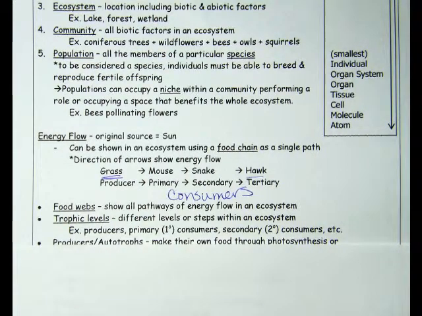On land, though, we usually stop at about the third or the fourth consumer. That is usually where land food chains will stop. Ocean food chains are more complex.